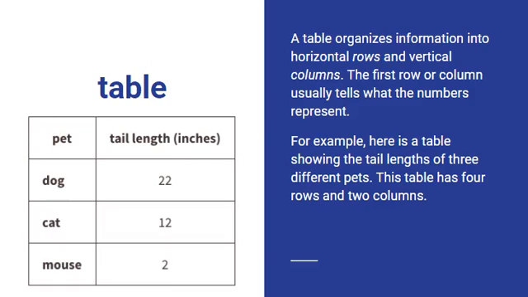So a table is just something that organizes information into horizontal rows. Horizontal is across, and columns up and down. The first row tells you what the numbers represent. Like in this one, this is a very simple one. You're talking about pets and their tail length. So we've got the name of a pet and a tail length.